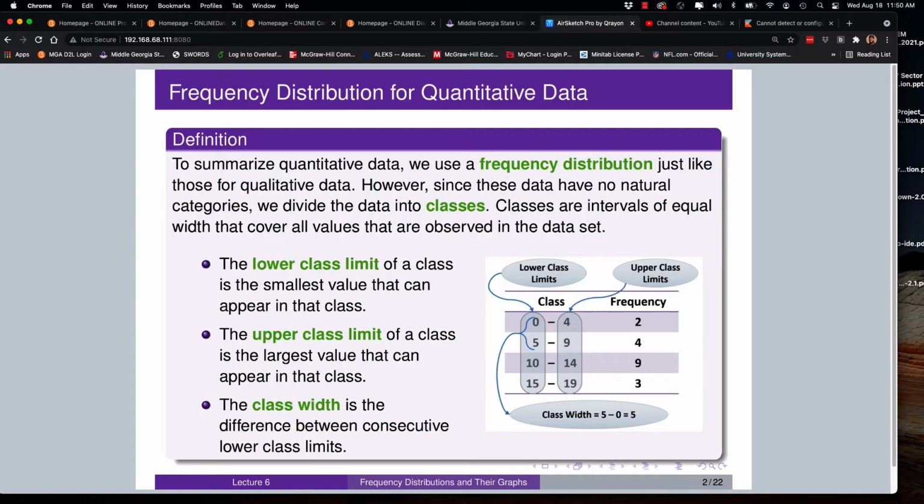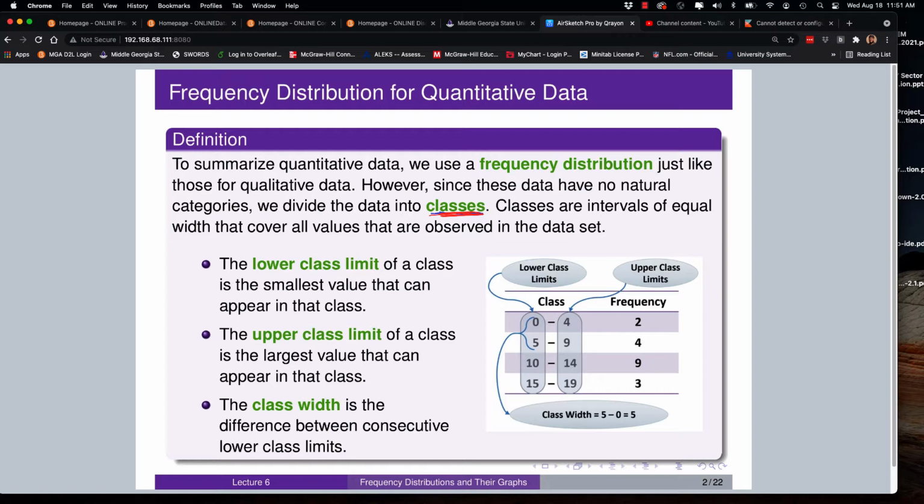So the first thing we want to do, like we did with the qualitative data, is talk about what we do when we build a frequency distribution for quantitative data, because they're slightly different in the way they're constructed. But only because with the frequency distribution table for quantitative data, we don't have any natural categories like we did with the qualitative. And so we have to divide the data into classes. All right. Classes are intervals of equal width that cover the values that are observed in a data set.